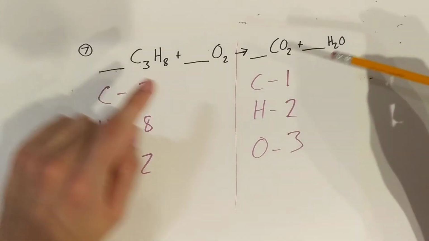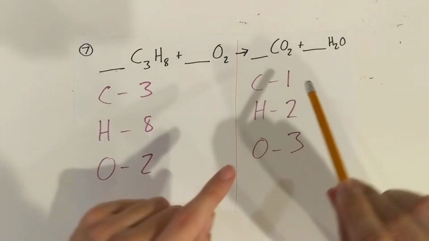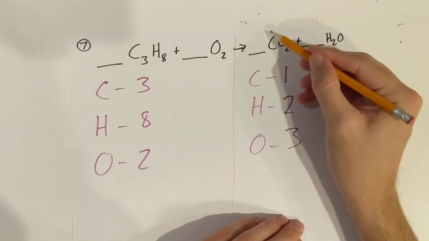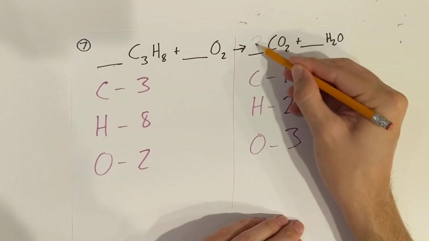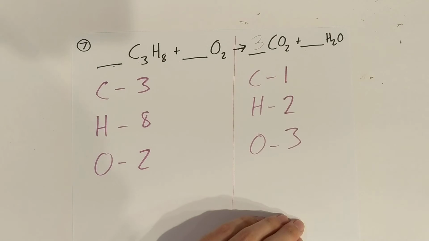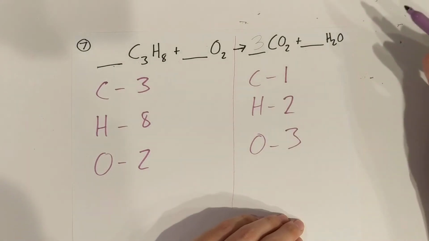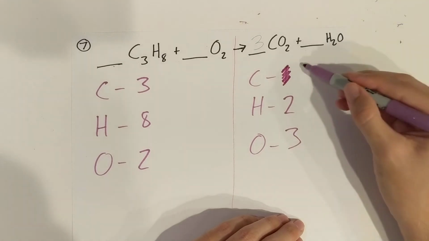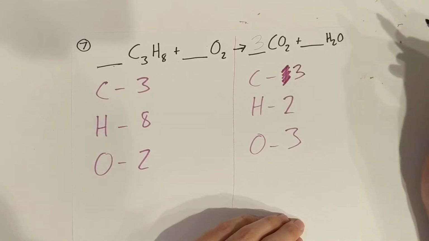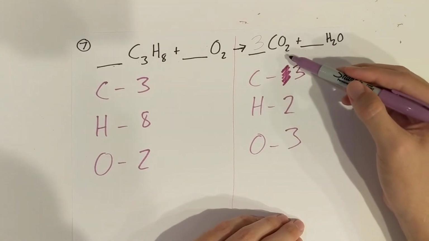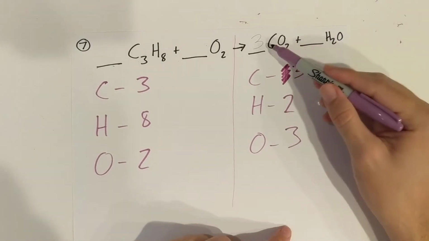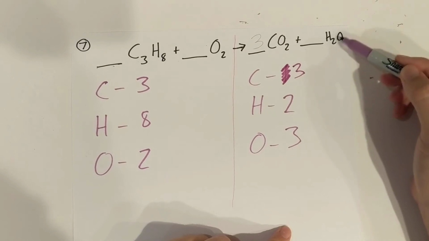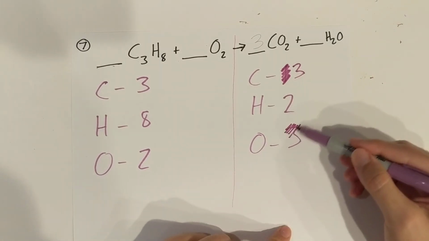So we got 3 on this side, 1 on our product side. That means we need more on our product side. So let's stick a 3 before the carbon dioxide. And if we do that, all of a sudden, we got 3 carbon, but that changes our oxygen. So now we have 6 from the carbon dioxide, 1 from the water. That'll give us 7.